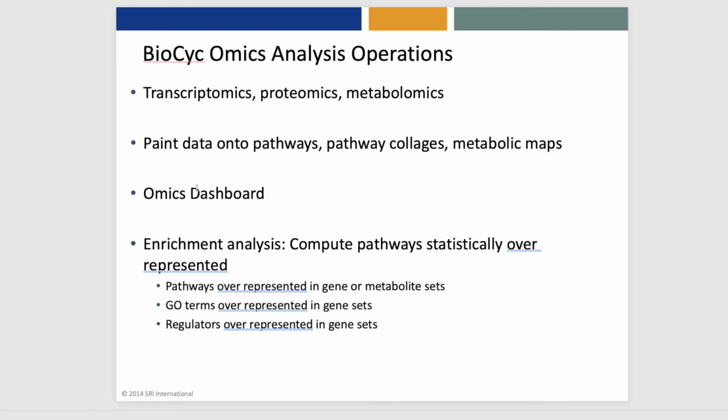BioCyc has a number of omics data analysis capabilities for transcriptomics, proteomics, and metabolomics data. The user can paint these large-scale data sets onto individual pathways, multi-pathway diagrams called pathway collages, and onto the full metabolic map cellular overview that we just saw. There's also a tool called the Omics Dashboard, and there are standard enrichment analysis tools to compute pathways that are statistically overrepresented in gene or metabolite sets. It will also compute overrepresented GO terms and overrepresented regulators.